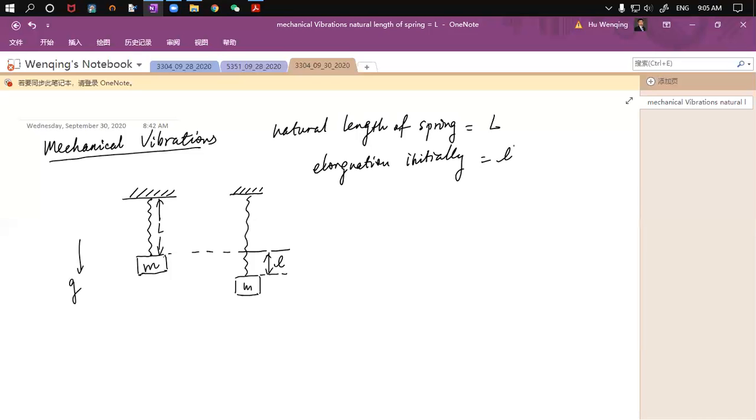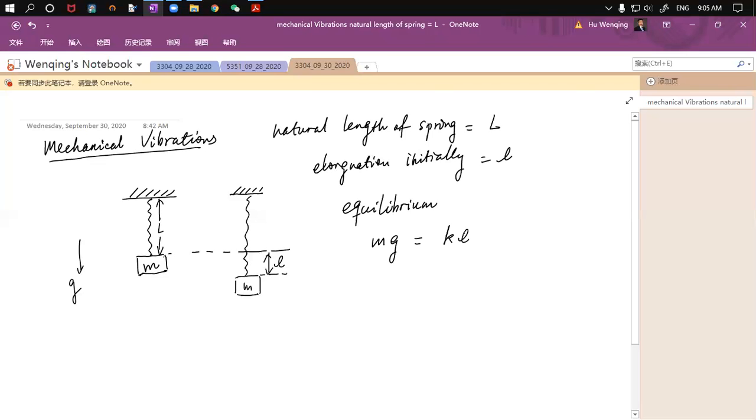That means that if your mass just elongates the spring by small l, then the system reaches equilibrium. So that means m multiplied by g is equal to L multiplied by K. Is that good for everybody?